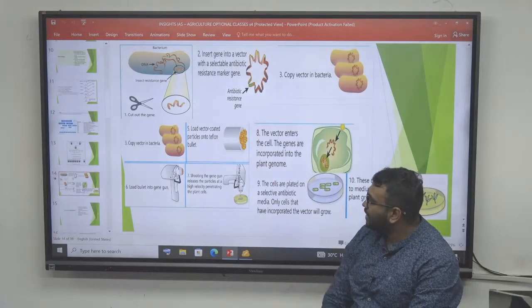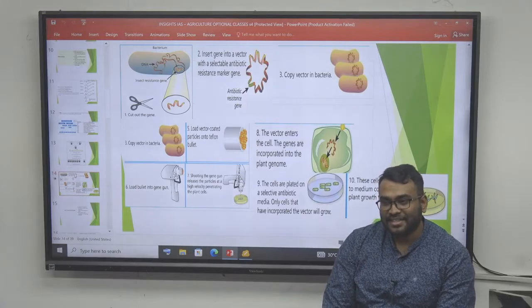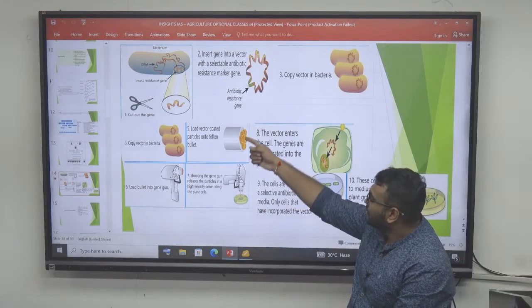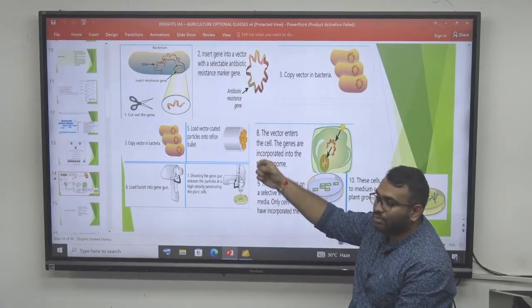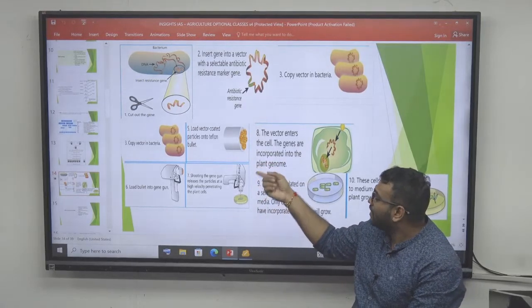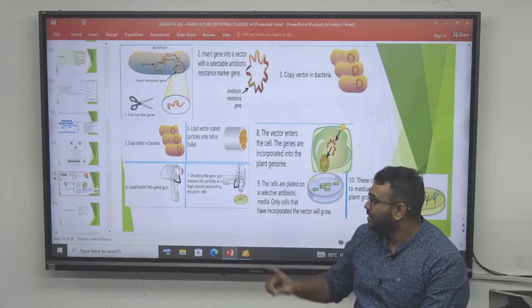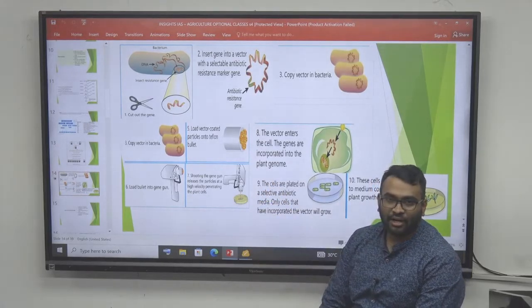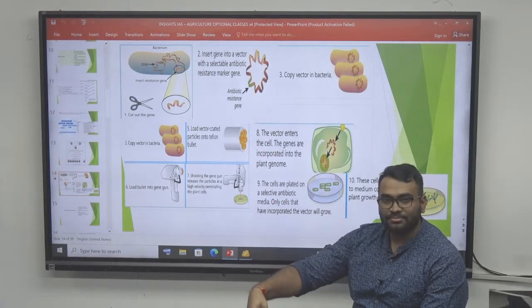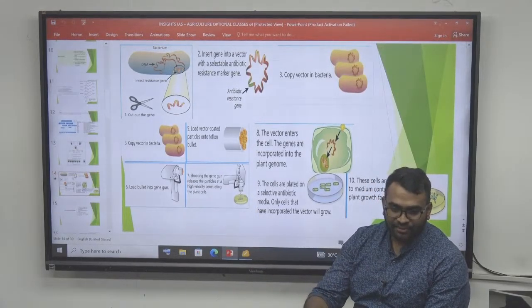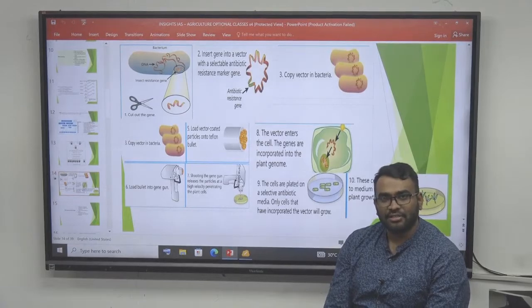After that, something called bullets is there. Essentially, in the gun you use gunpowder, right? Here what we are doing is using a Teflon bullet. Teflon is a material. On that we are going to load this DNA, that is basically the vector. After that, this is the gene gun, how it looks. Utilizing this, you incorporate that into the plant cell. Because it is going at high velocity, it will directly enter the plant cell.